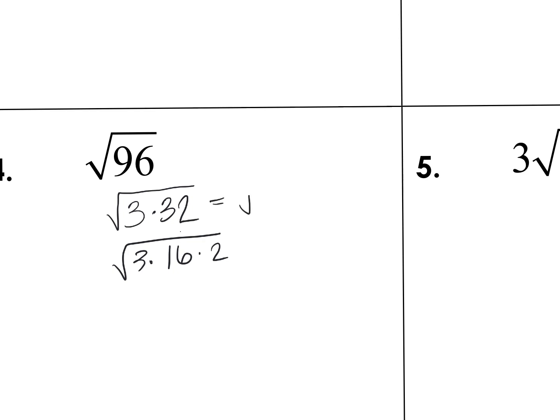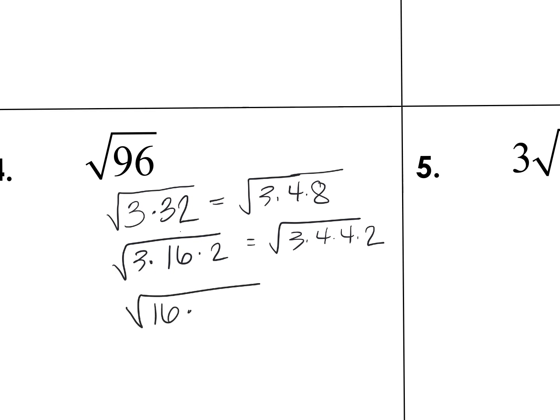You could also just do 3 times 4 times 8 and call that 3 times 4 times 4 times 2. Either one of those are fine. The square root of 16 is 4. Let me rearrange that. 16 times 3 times 2 is 6. So this is going to be 4 root 6.